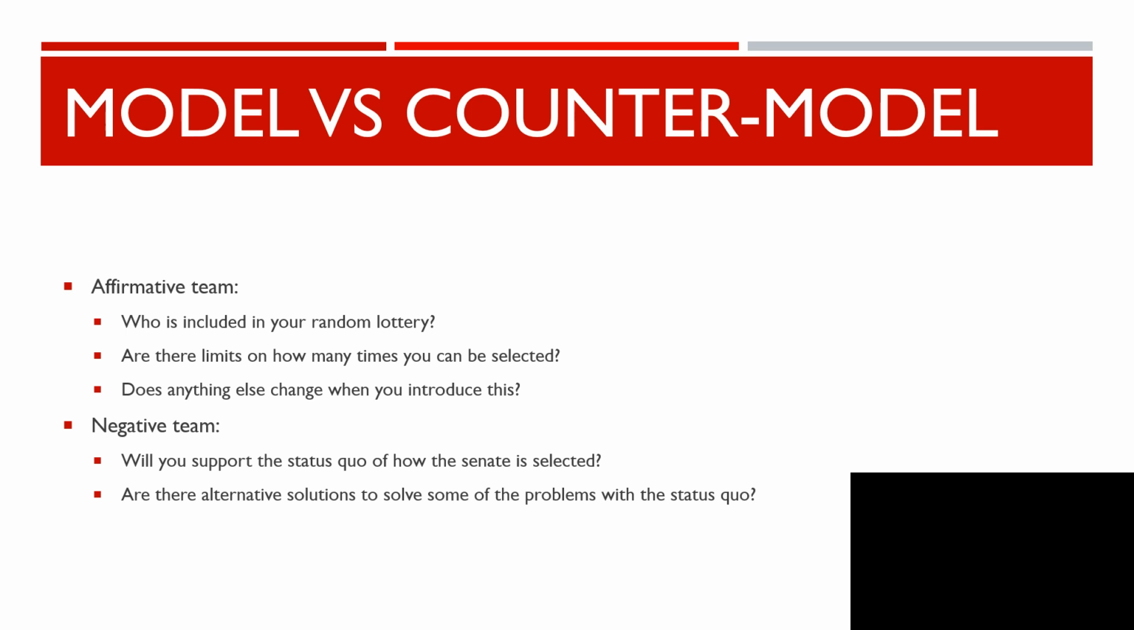The third thing to think about is, is anything else going to change when you introduce this? As we established earlier, under the status quo, senators are elected for 6-year terms. You may think that this is a good amount of time, and you'll keep it the same. You may think that if you are elected randomly, you should reduce it, or maybe you should increase it. But just think about that kind of question, and if you would like to change it.